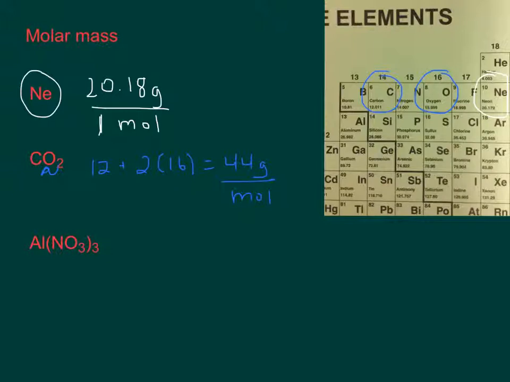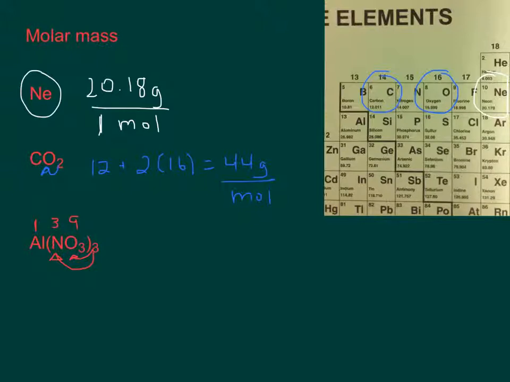Aluminum nitrate is more complicated. In aluminum nitrate, we have 1 aluminum. We have 3 nitrogens, because that 3, which is touching the parentheses, applies to the N, which is in parentheses. That 3 outside the parentheses also applies to the O, which is inside the parentheses. Since there are already 3 O's, and we have 3 O3s, we have a total of 9 oxygens.